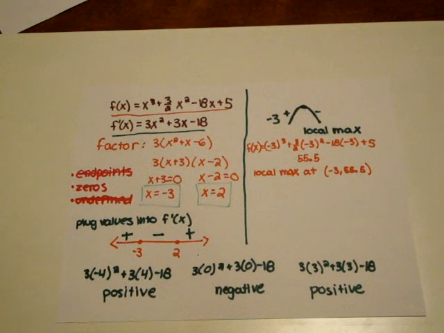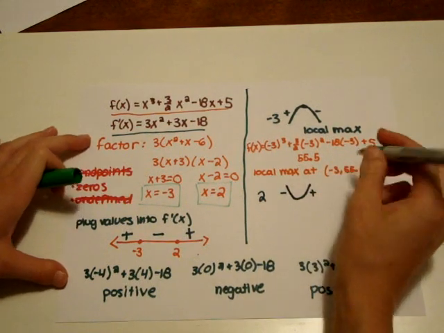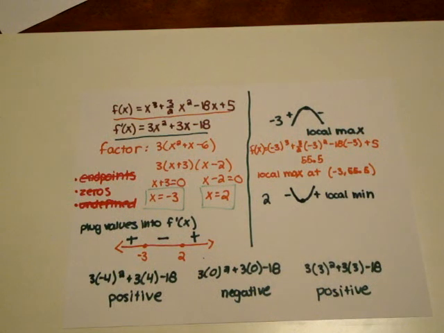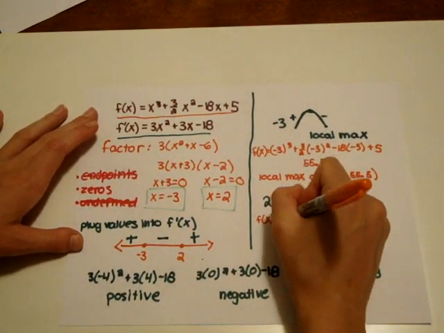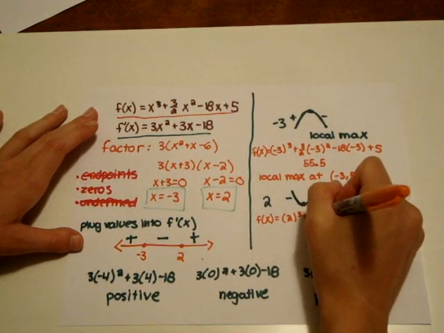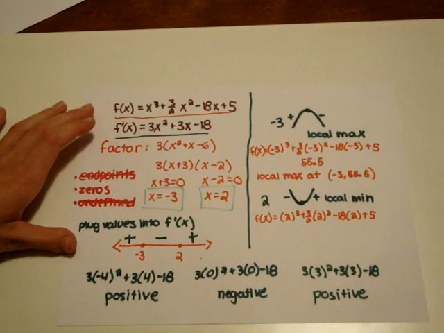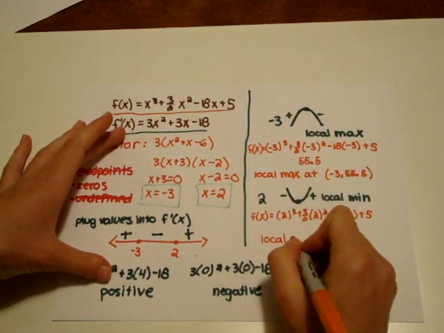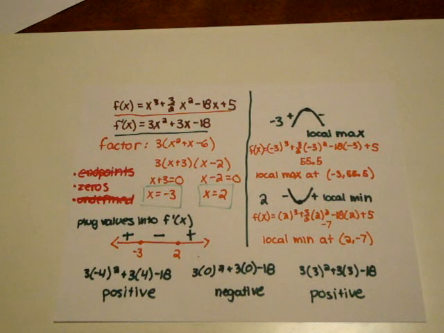Now we need to deal with 2. At 2, we have decreasing and increasing because we have negative and positive derivative. So this is a local min. Now, like the one before, we need to plug these values into our original function since we want the coordinate for the original function. So we're going to have f of x equals 2 cubed plus 3 halves, 2 squared minus 18 times 2 plus 5. And this value turns out to be -7. So we have a local min at 2, -7. So that is how you do the first derivative test to find local extrema.